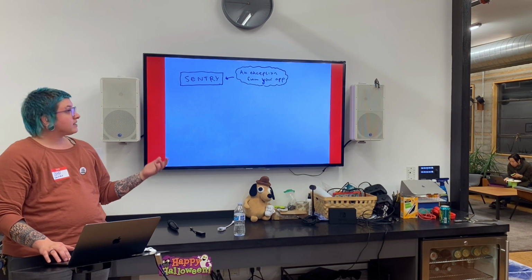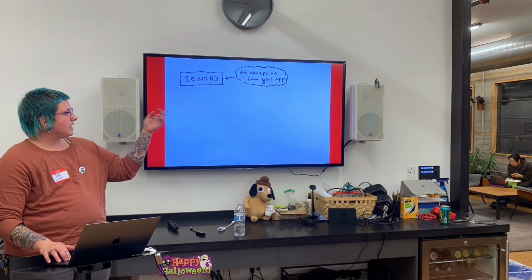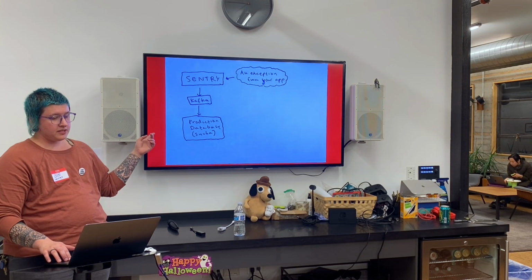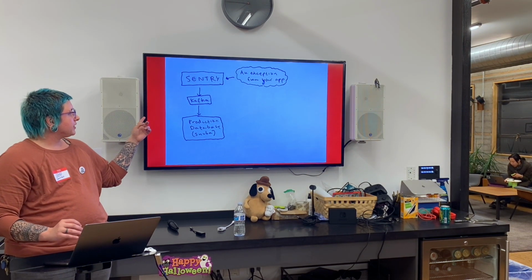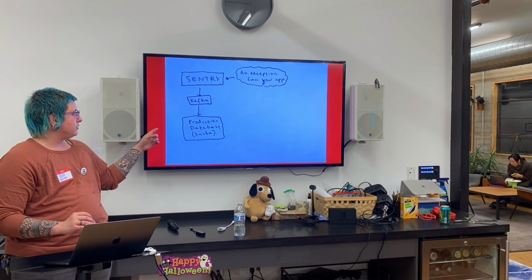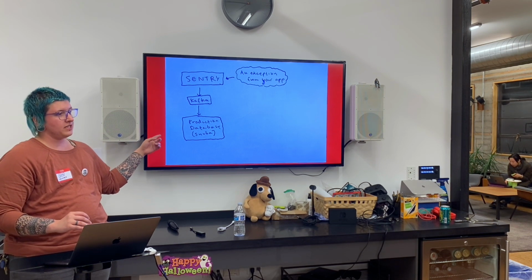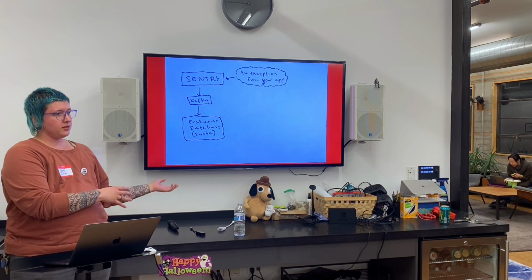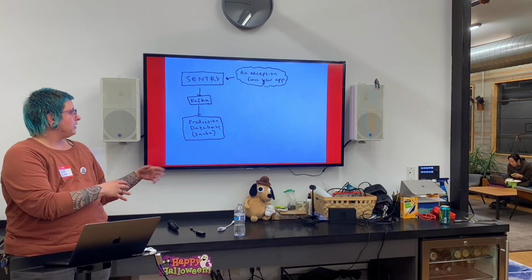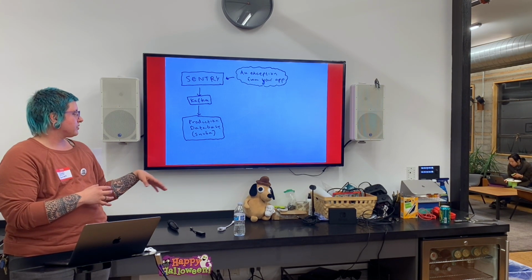So what happens on our side when an exception is sent to us? Let's say you get an exception in your app. It comes to Sentry. From here it goes into a Kafka queue, and then it eventually makes its way into a production events database called Snuba. This is different from the Postgres database that all our tables are in.